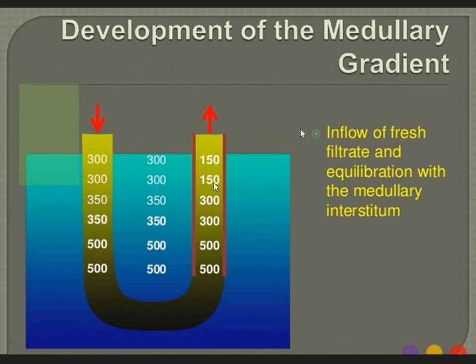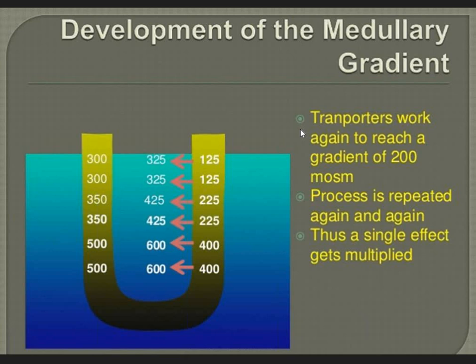Okay, now this mechanism keeps on and on and on. It goes on till it multiplies many times, and the transporters are constantly working. As you can see in this figure as well, they are constantly working, again maintaining a difference of 200 milliosmoles here. And now you can see what gradient has been developed in the tubules and what gradient has been developed in the medulla, right? So transporters work again and again to reach a gradient of 200 milliosmoles, and this process is repeated again and again. Thus, a single effect gets multiplied.